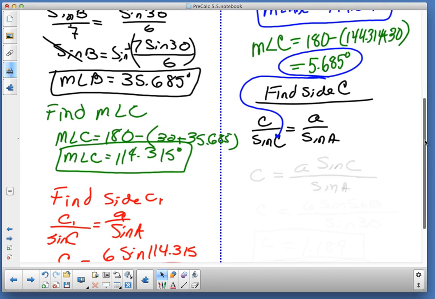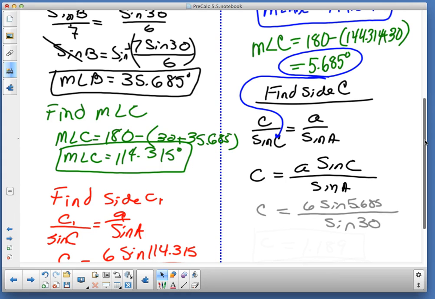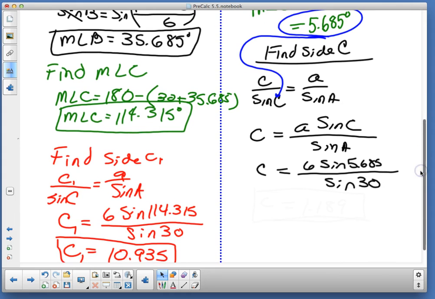So now we're just going to pop that stuff in, and now we have a sine of C, because we're going to multiply both sides by sine of C. Pop in our numbers, pop that into a calculator, and we have c in our other version of the triangle could be 1.189. So that closes out that example.